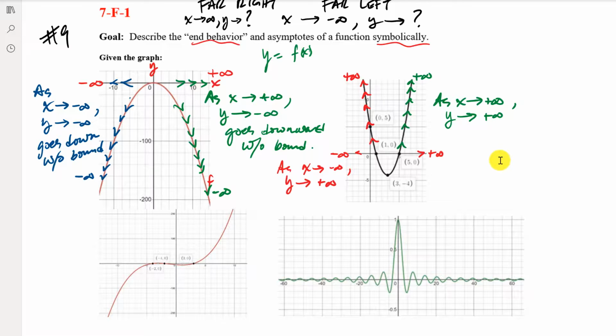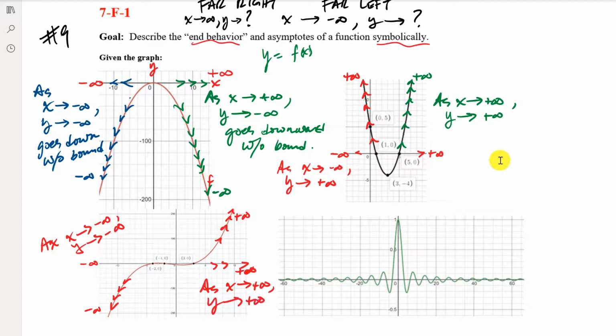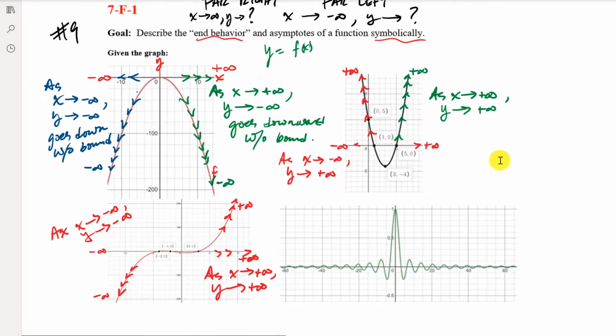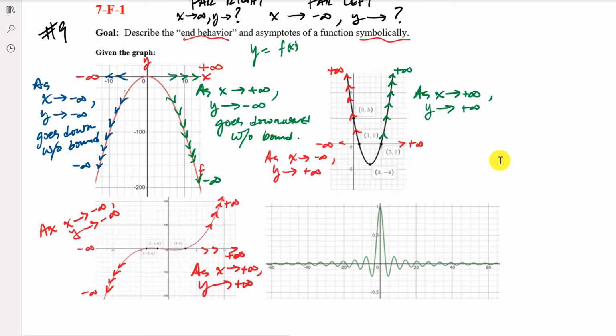All right, on the third graph down here, as you approach negative infinity to the left, the graph decreases without bound. Okay, so we can say as x approaches negative infinity, y approaches negative infinity. And then on the right-hand side, as you go to the right towards positive infinity, the graph increases without bound. So I can say that as x goes to positive infinity, y approaches positive infinity. This is symbolic, okay? I'm not writing it in words this time. I'm writing it using symbols. But you can go back to 7F1 and take a look at this.